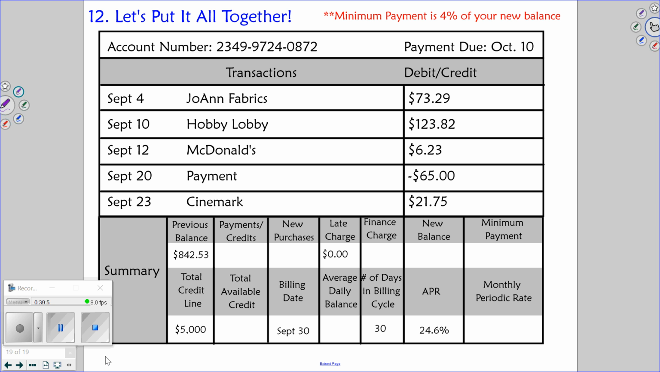Oh, you got here just in time. Last problem, hardest one, putting it all together. All right, so let's kind of go through and fill in all the things on the bottom that we can know right now. So do you know any payments or credits that were made? Look at the transactions, Amanda. $65, right? It says that there was a payment of $65.